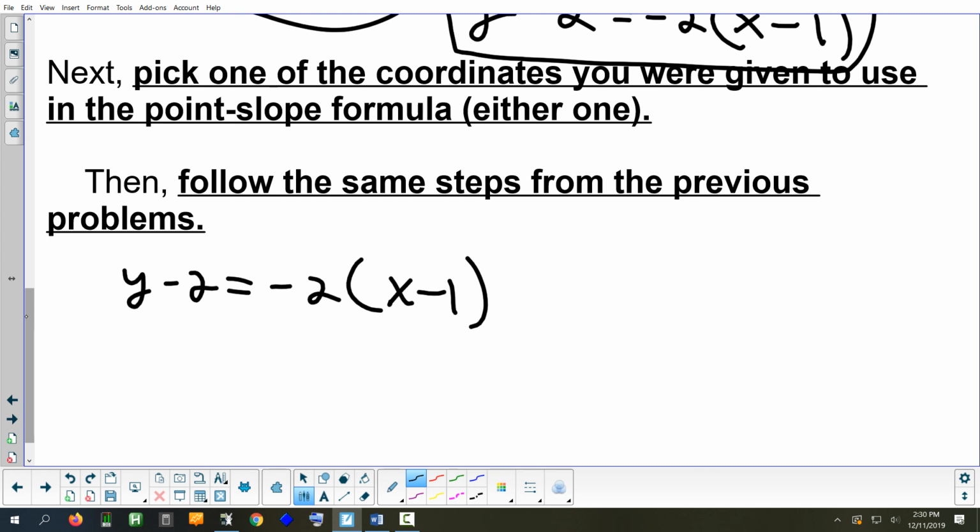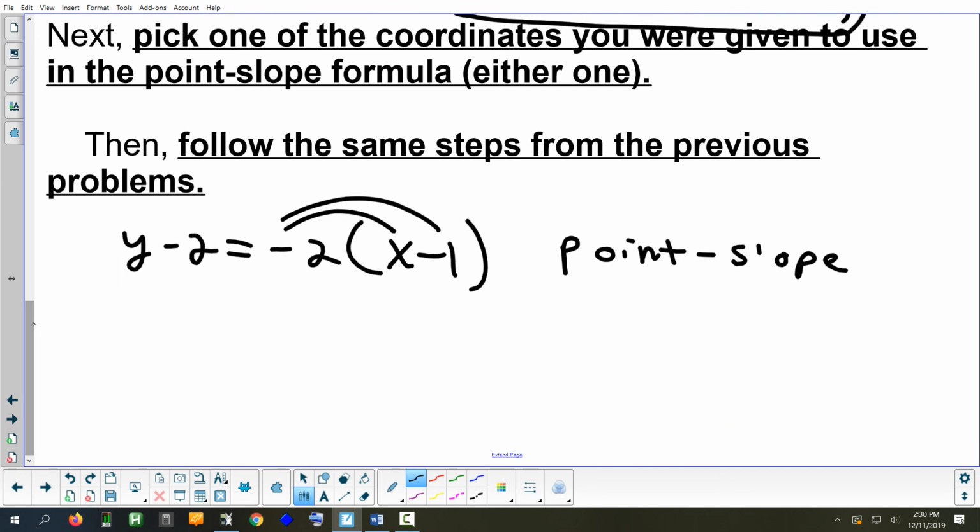To change this from point slope into slope intercept, what do I have to do with this -2 first? I have to distribute it. What about the left-hand side for now? Leave it. What's -2 times x? -2x. What's -2 times -1? Positive 2.